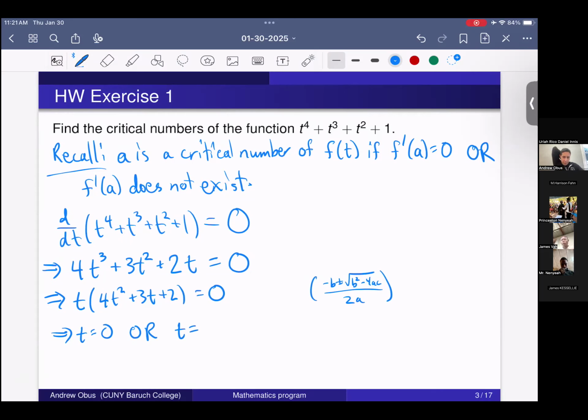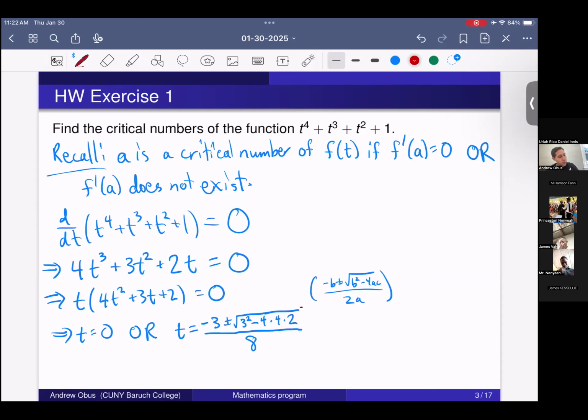So what does the quadratic formula give us here? So t now will be equal to negative 3 plus or minus the square root of 3 squared minus 4 times 4 times 2, all of this divided by 8, right? Yes. Right.